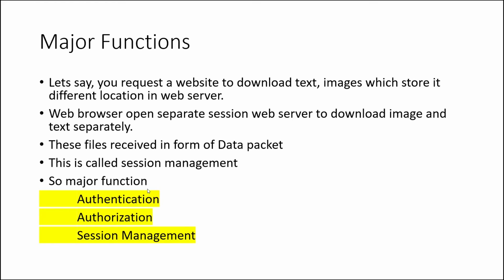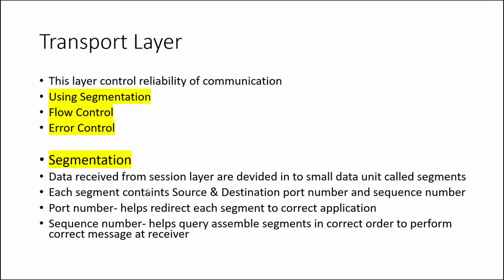So with authorization, it gives access to the file level. Let's say you can create authorization for a few users with some restriction. So that's what we call authorization. We can set it to read the files, and if not, we can set that you don't have permission to read this file. So we call this authorization. The major functions of the session layer are authentication, authorization, and session management.